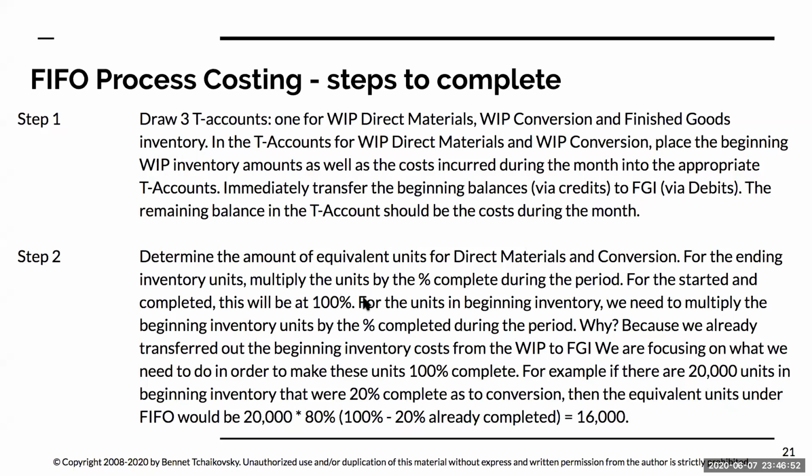The second step is to determine the amount of equivalent units for direct materials and conversion. Now, the started and completed and the ending inventory units will be exactly the same as what we did for weighted average. The only difference is that because we're transferring out those beginning inventory costs, we're now going to look at the numbers and ask, what did I need to do to those beginning inventory units to make them 100% complete? That's what we're going to do in the equivalent unit calculation. I'll go through an example, and we're going to use the same one that we did for weighted average.